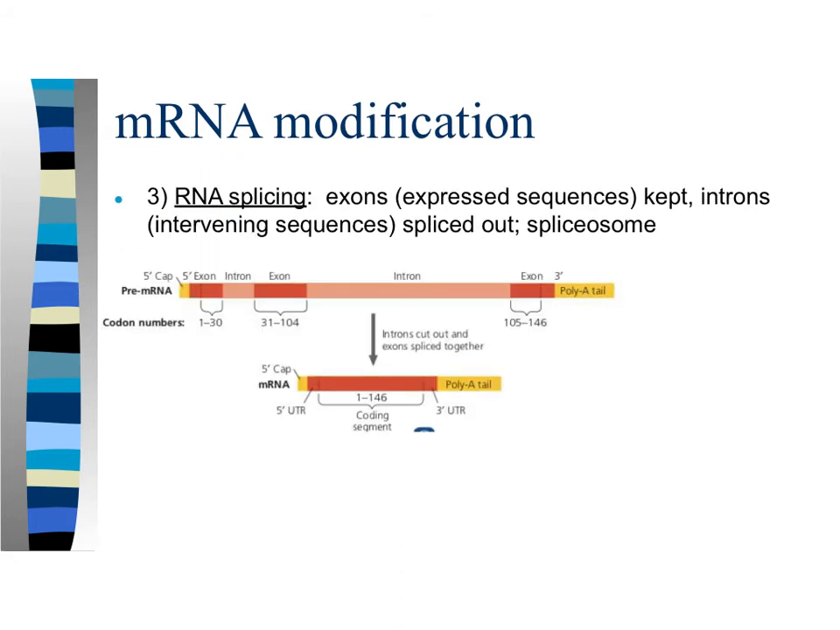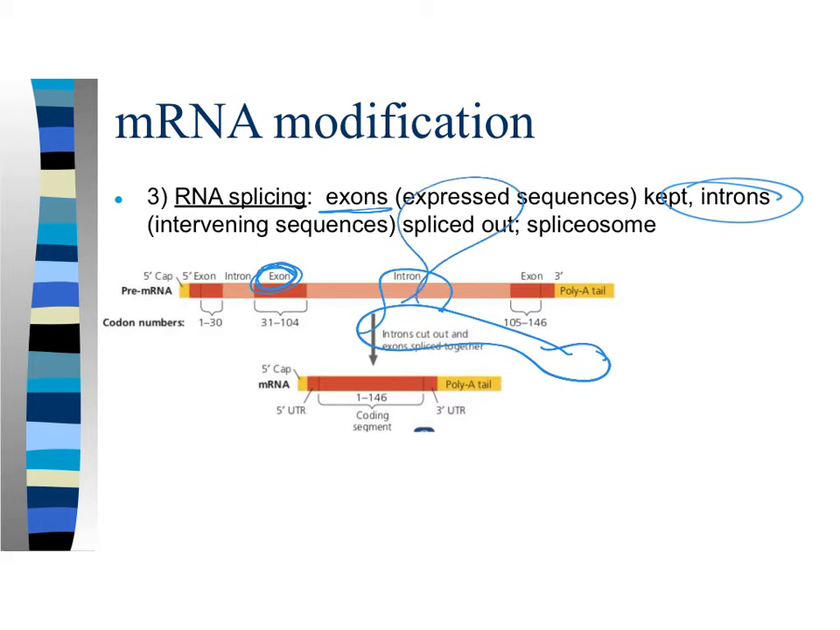And then our third mRNA modification is RNA splicing. This splicing causes exons, which is our coding region that actually has the code for proteins, to be kept, and our introns to be cut out by something called the spliceosome, which is going to hook on here. The intron is going to form a lasso, it's going to cut it, and then we are left with our spliced mRNA, which is our mature mRNA.